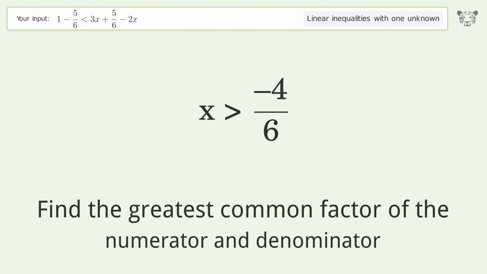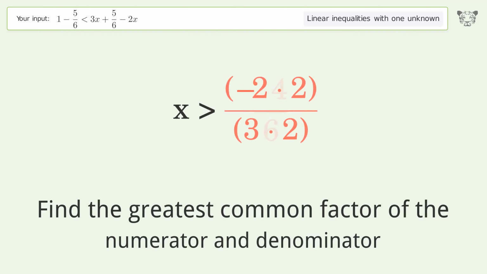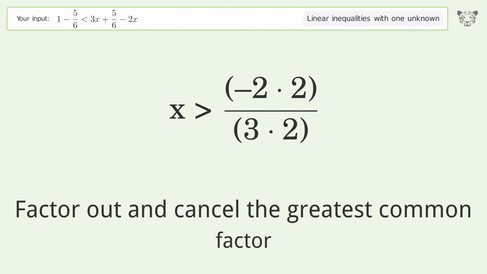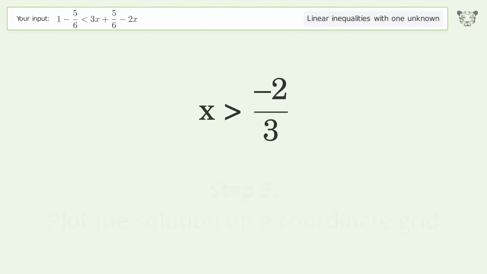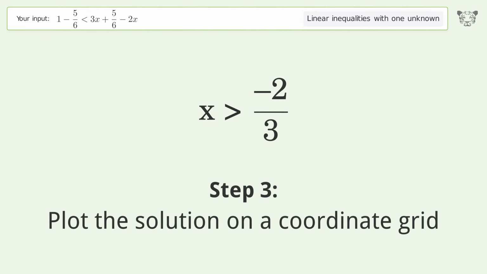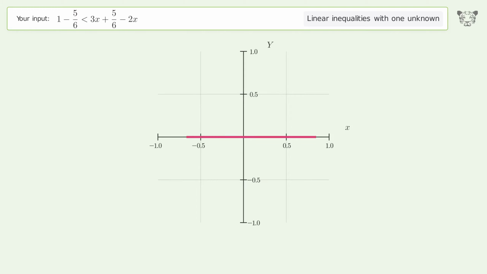Find the greatest common factor of the numerator and denominator. Factor out and cancel the greatest common factor. Plot the solution on a coordinate grid. And so the final result is x greater than -2/3.